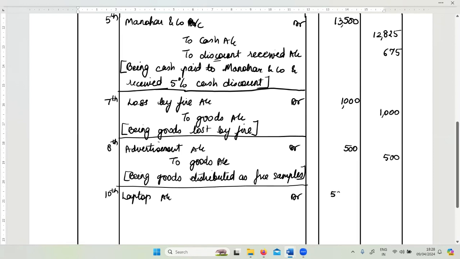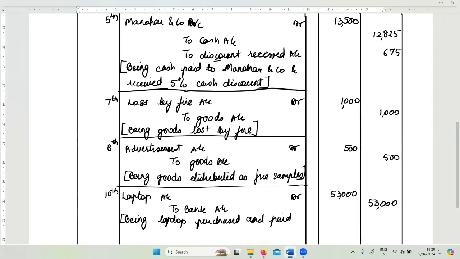Laptop account debit 53,000 to bank account, because we are paying by check. Whenever the check payment word is used, you have to write bank account, not check account. Being laptop purchased and paid 3,000 for installation. Rupees 3,000 for installation. Right? Hope this is clear to you.